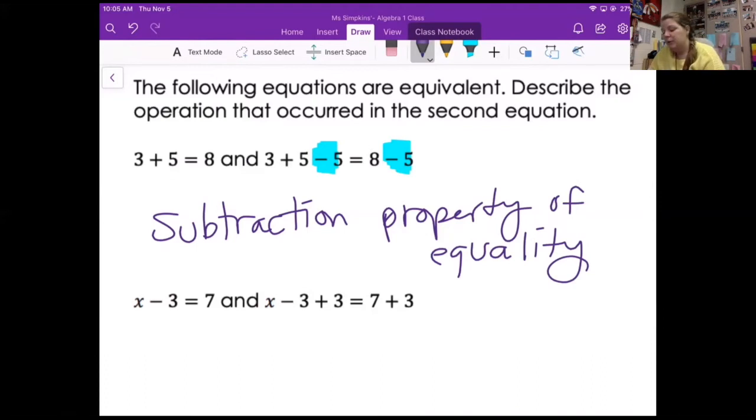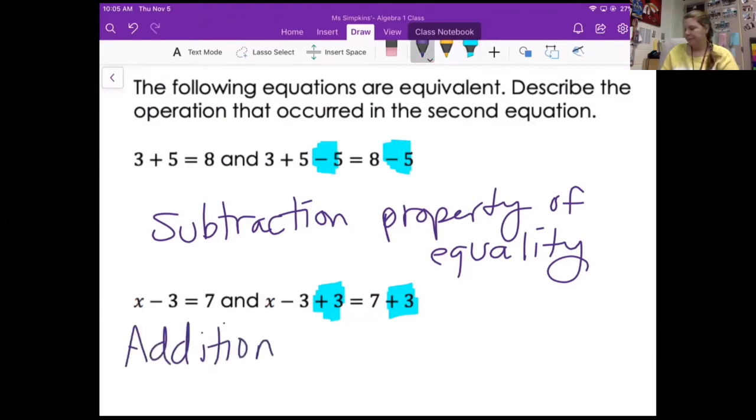So if we look at the second one, I started with x minus 3 equals 7. My second equation says x minus 3 plus 3 equals 7 plus 3. So you'll notice that they added 3 on both sides. So what do you think that one's called? Yeah, addition. You're so smart. Addition property. Don't be lazy, write the whole thing. Of equality.